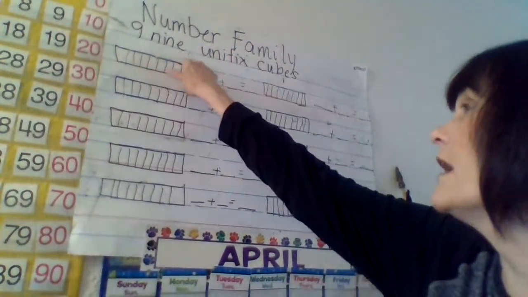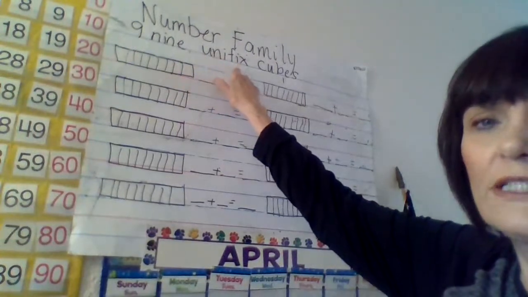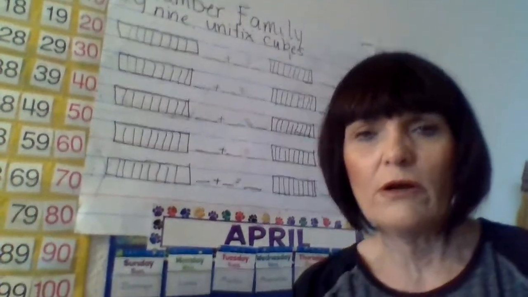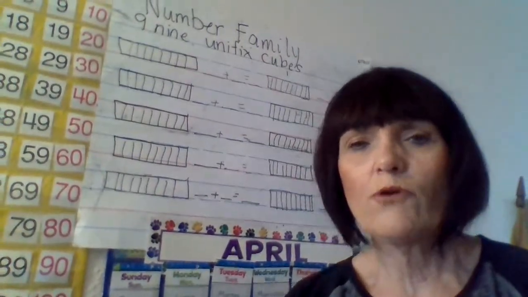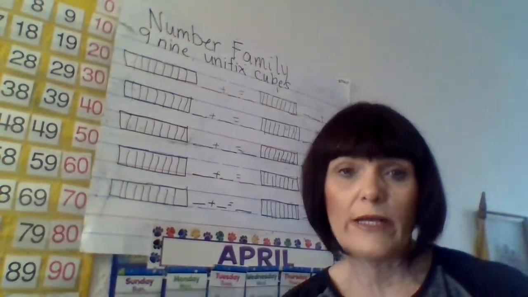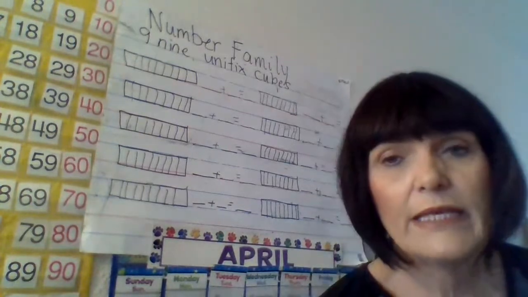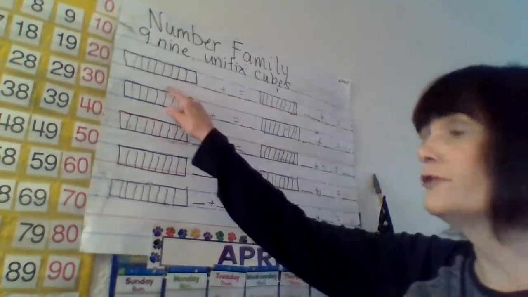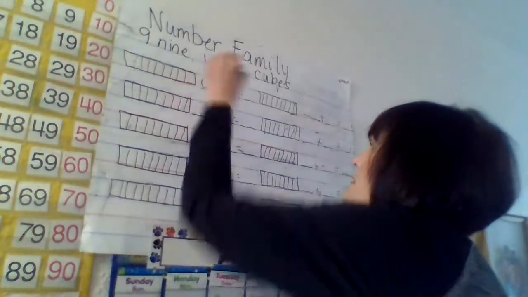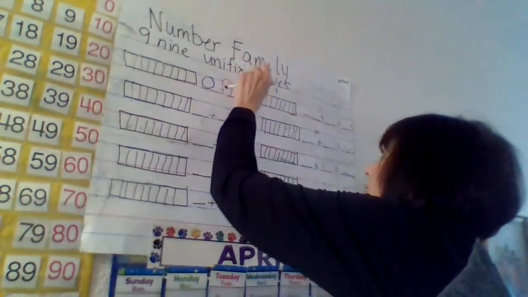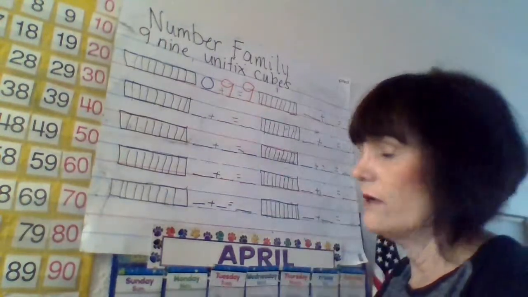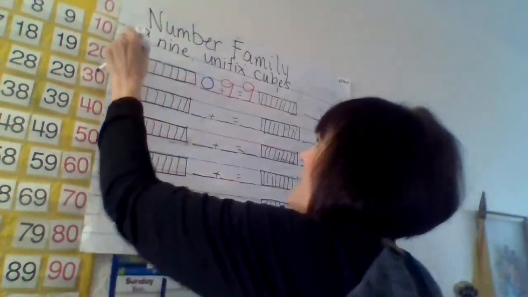Number family of 9, and I wrote the number word, using Unifix cubes. Remember I used blue and red bears before and blue and red beads. So I am going to use blue and red markers to color in my pretend Unifix cubes. These are a representation of Unifix cubes. I'm going to start with 0 blue cubes and 9 red cubes. That equals 9. There is my number sentence: 0 plus 9 equals 9. Okay, here we go. 0 blue, and then all the rest are red.